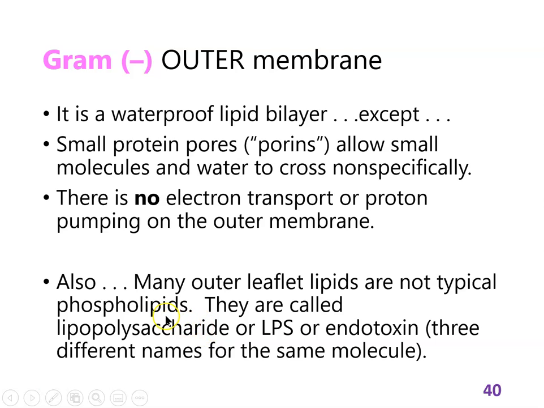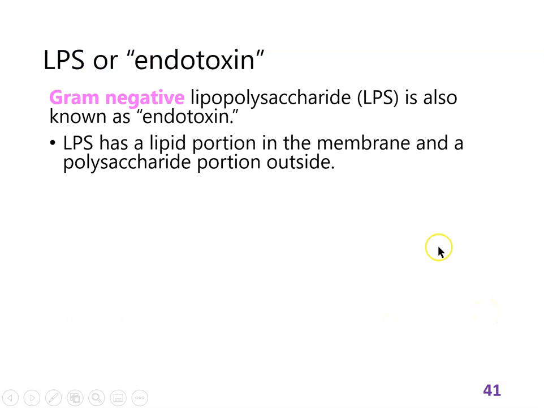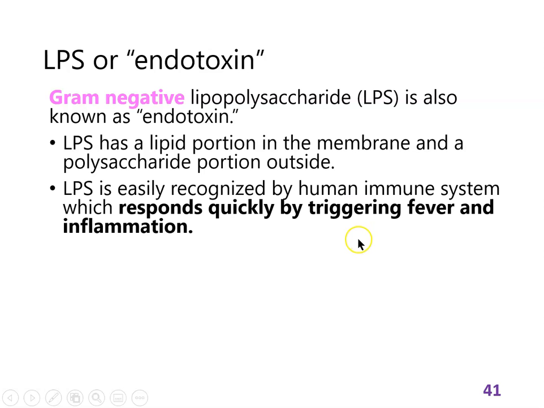They're not all phospholipids. The ones that were red in that picture are called lipopolysaccharide, or LPS, or endotoxin. Those are all names for the same thing. LPS is only usually found in gram-negatives with a tiny number of exceptions, and we call it endotoxin. It has a lipid part and a carbohydrate part. The lipid part is embedded in the hydrophobic layer of the membrane. The carbohydrate part sticks out of the cell.